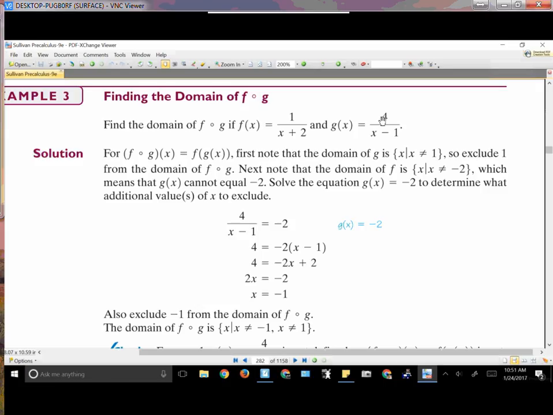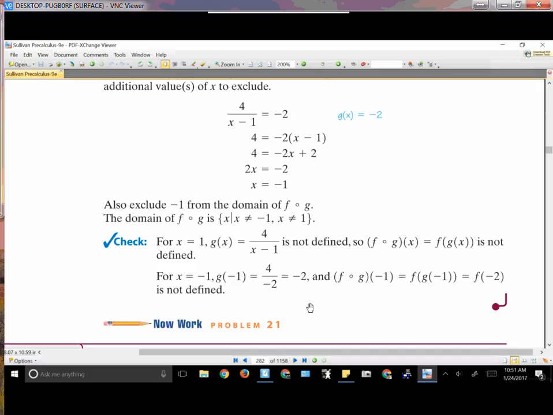But now, can I put negative 2 into the g function? Does that work? So, when they did this, they picked negative 2, put it into the g function, got negative 1, right? So we are also going to exclude negative 1 from the domain as well. So, the domain of f of g of x is as follows. X cannot be equal to negative 1, and x cannot be equal to 1.